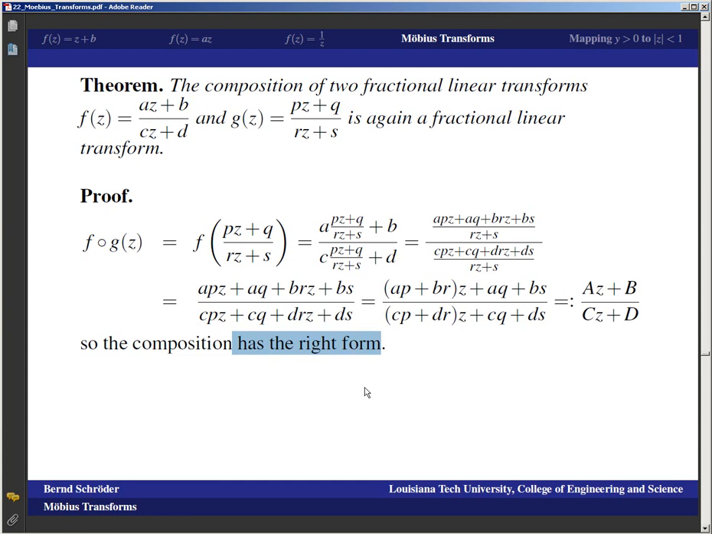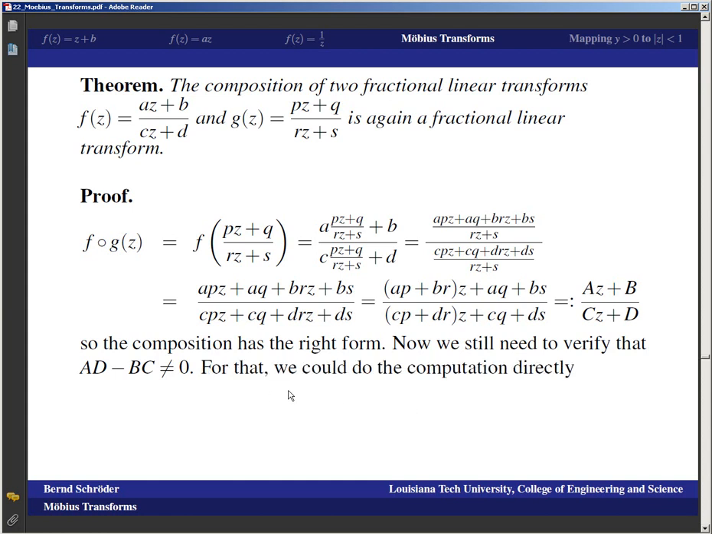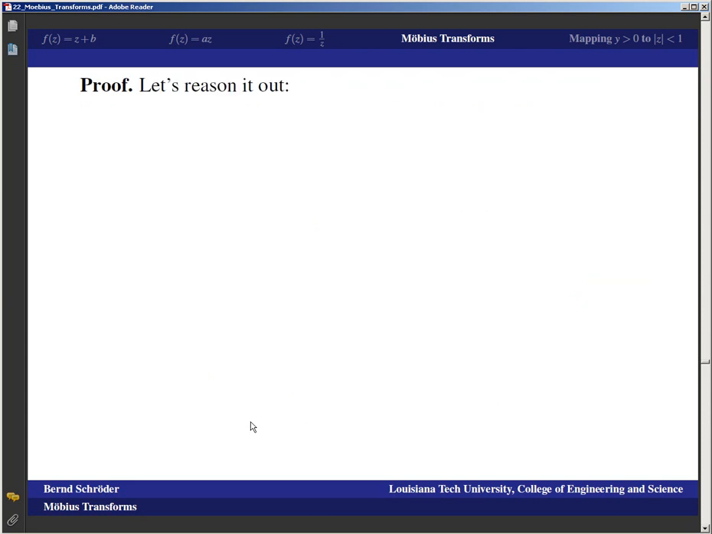And it would be tempting to say, now we're done, but we still need to verify, because a Moebius transform always has, as part of its definition, that ad minus bc is not equal to 0. We still need to verify that. Now, considering what these things look like, that doesn't look like a lot of fun at all. So we could either do the computation directly, or we could somehow reason it out. You know what? Let's just try and reason that out, because the computation is epic.